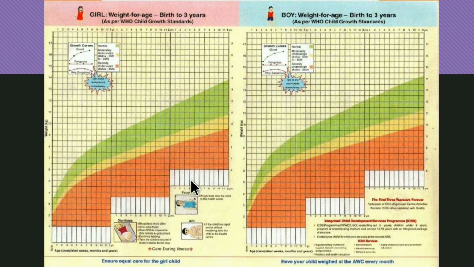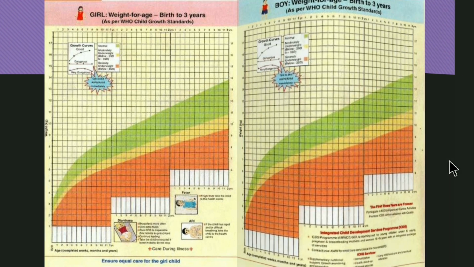And this is how the 3-year growth chart, the growth chart for a 3-year-old child, is plotted. On the x-axis it is age, on the y-axis it is weight in kg. And this is how the growth chart is plotted. The green one means normal growth, yellow means slightly retarded growth, and red means highly delayed growth.